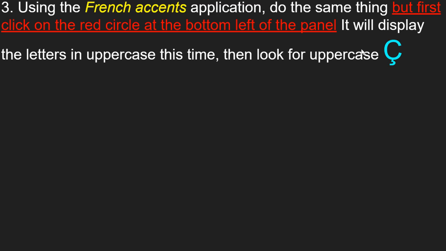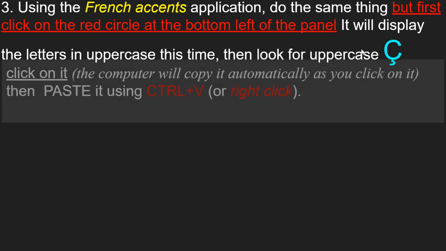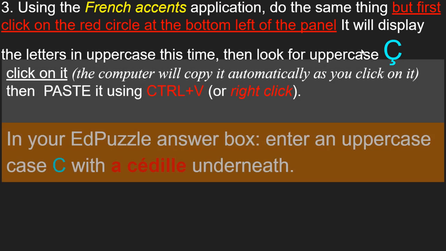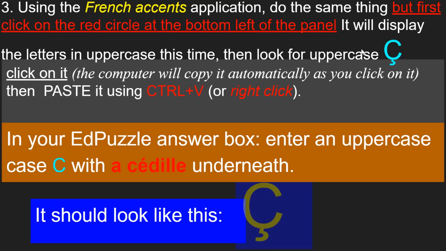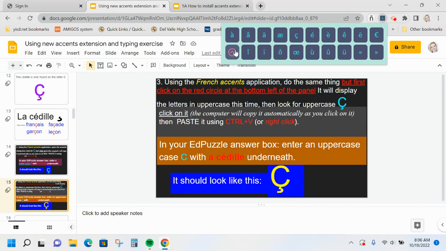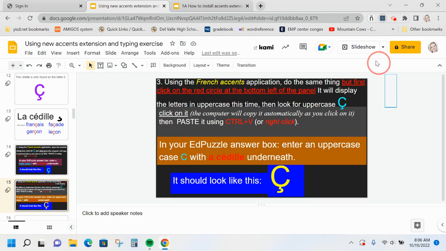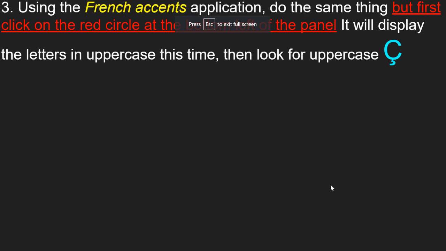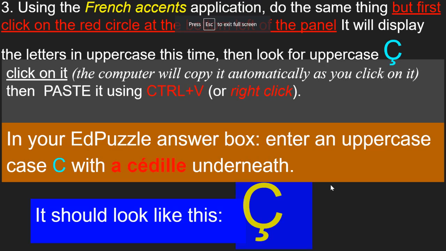All right, now we're going to do the same thing, but you're going to put an uppercase C. So in order to get an uppercase C, you're going to click on the little red circle. Let me show you where it's at. Once again, when you go on here, that's going to be this little circle. When you click on it, it brings up the uppercase letters. So that's what you're going to do to get that uppercase C and type it into the answer box.